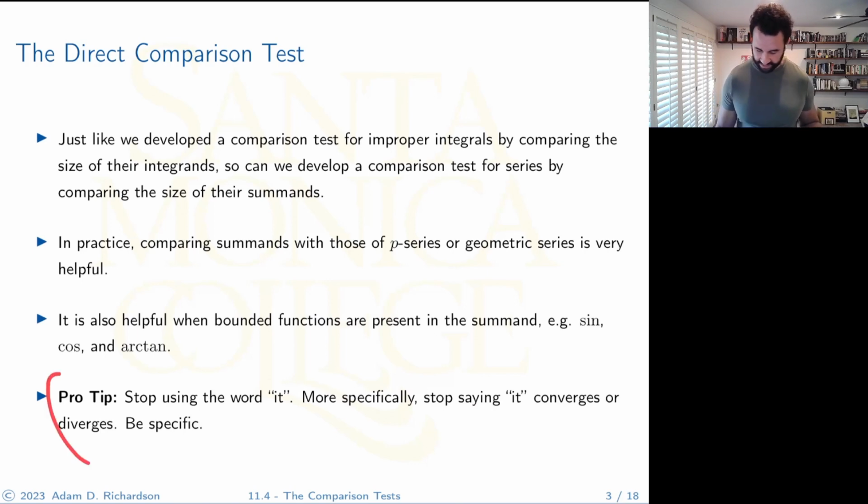Here's a pro tip, and I'll say this when we're working in activities together. You want to stop using the word "it." More specifically, stop saying "it converges" or "it diverges." You have to be specific. You'll hear me say this a lot. I'll be like, "What do you mean by it?" And then I'll say what converges, what diverges, and so on, because we're going to use the convergence or divergence of one series to talk about the convergence or divergence of another series. So you can't just say it converges. You have to be very specific with what you're saying converges. So that's my pro tip: stop using the word it.